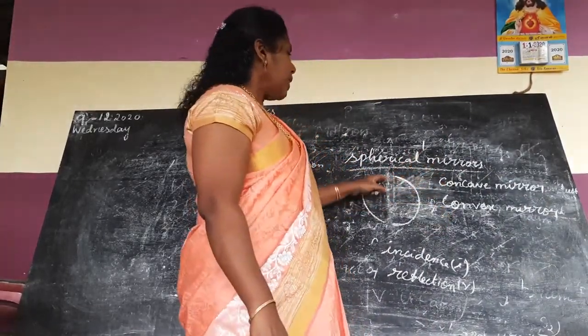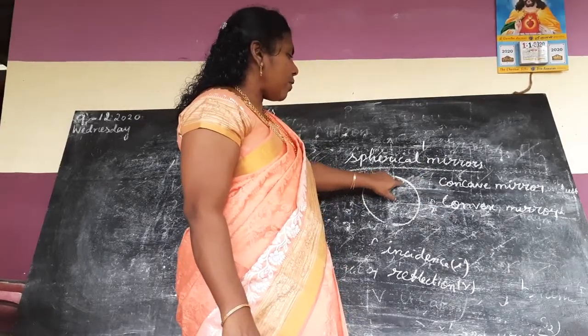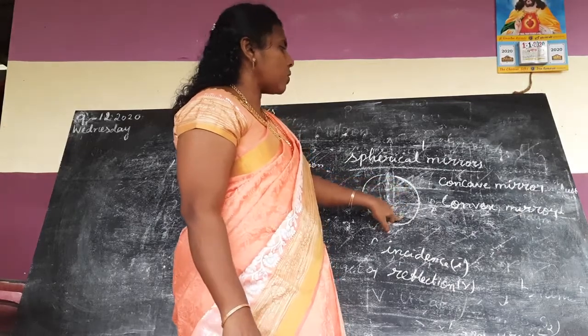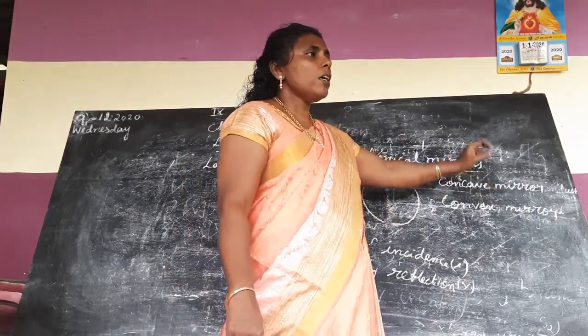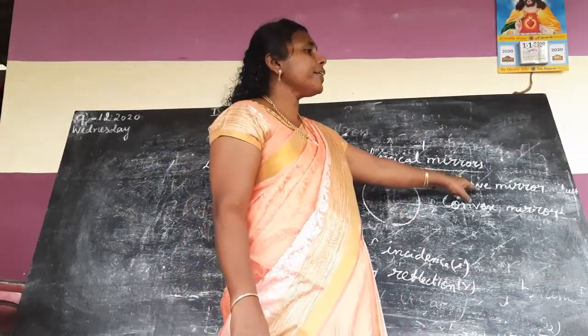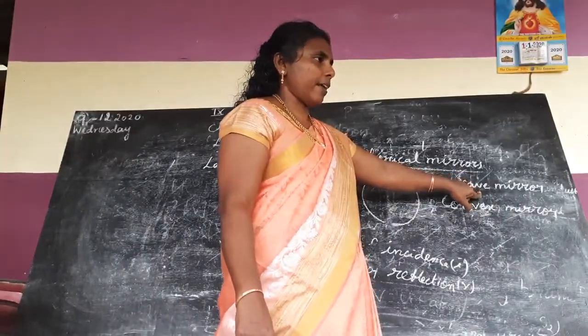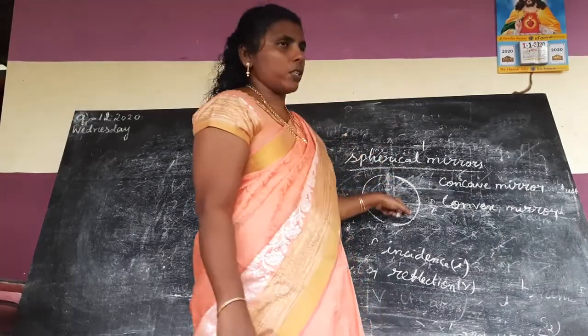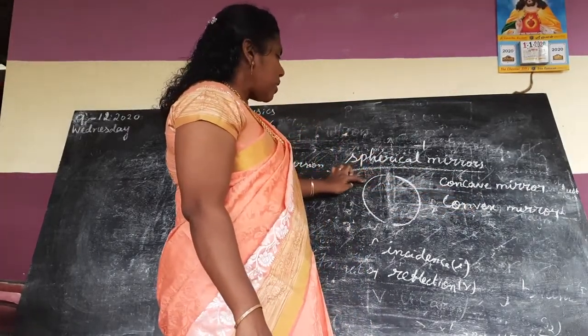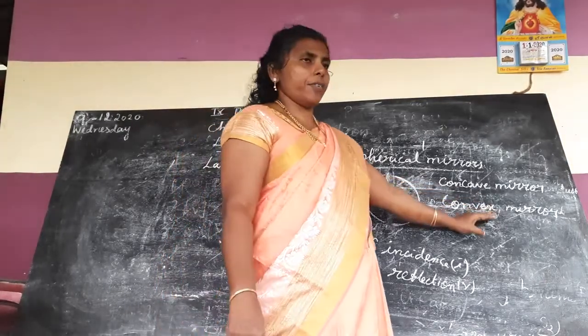Concave mirror means the reflecting surface, this area only is the reflecting surface. The reflecting surface curved inward is called concave mirror. The reflecting surface curved inward is called which mirror? Concave mirror. Cave means curved inward. Convex mirror means the reflecting surface curved outward is called convex mirror.